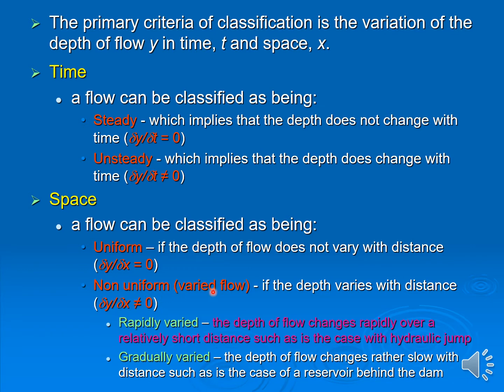The non-uniform flow is when the flow depth varies with distance. Let's say, for example, at the length of 1 meter, the flow depth is 1 meter. But when the length changed to 2 meters, the flow depth also changed to 2 meters. It defines the rapidly varied flow, where hydraulic jumps occur when the flow depth changes rapidly over a relatively short distance from a supercritical flow to a subcritical flow.